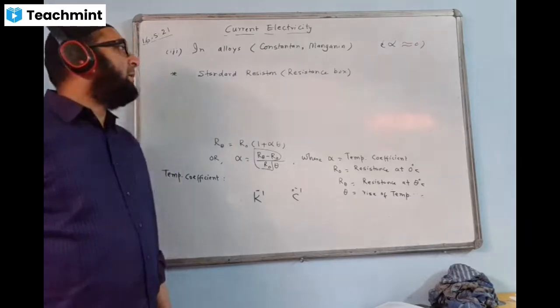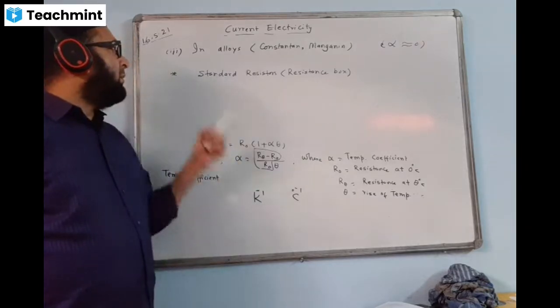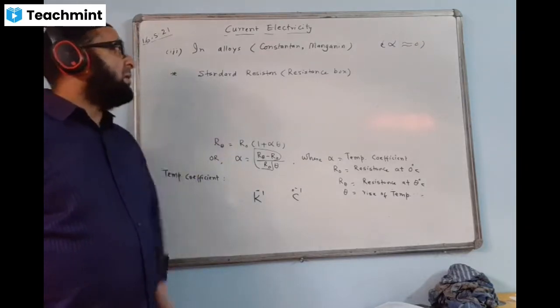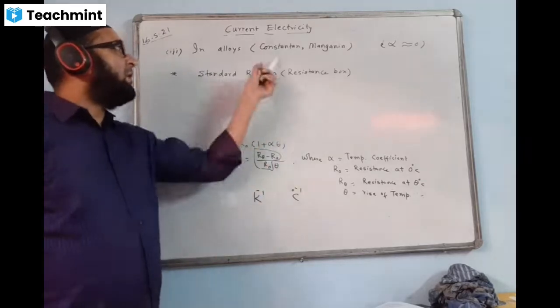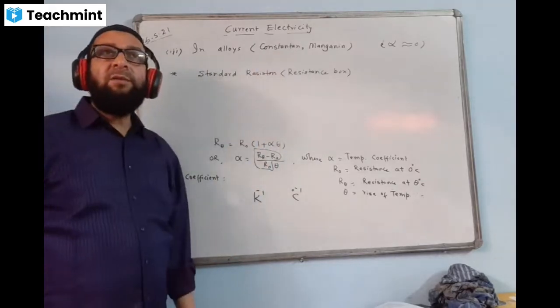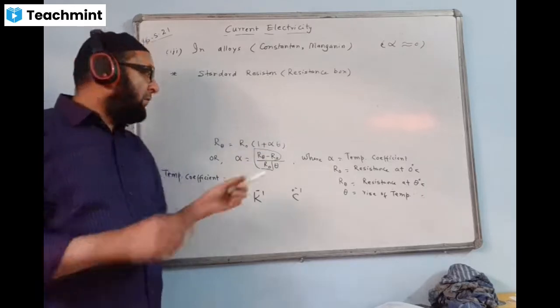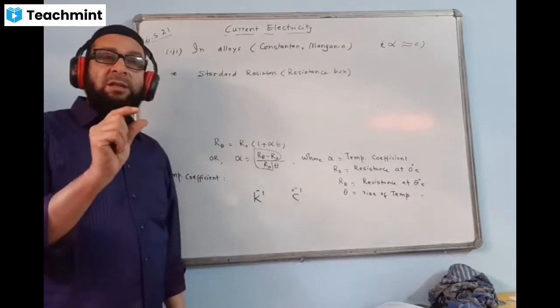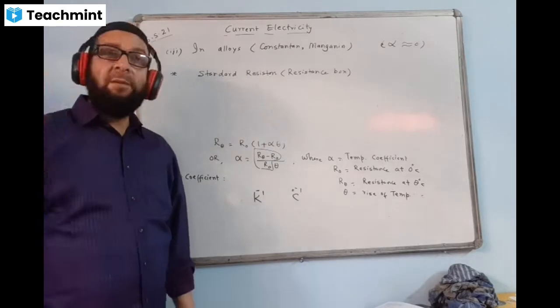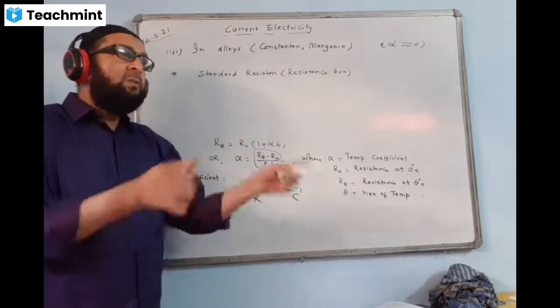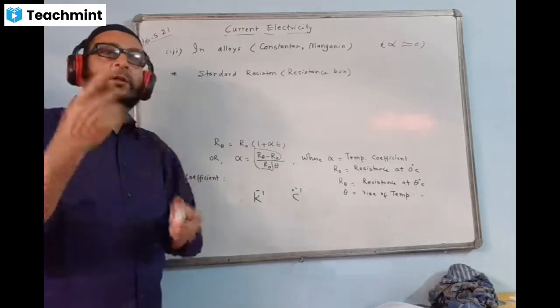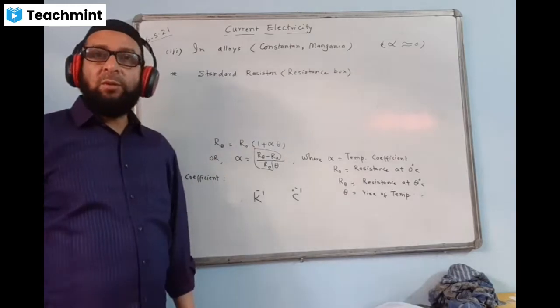So a question may come: name the material used in making a standard resistor or resistance box. We say constantan or manganese. And what is the reason why we are using this material? Because their temperature coefficient is very low, their resistance will not change with the change of temperature. You know, in a resistance box, when you take out 1 ohm, 2 ohm like that, it should give exactly 1 ohm or 2 ohm only. It should not vary.